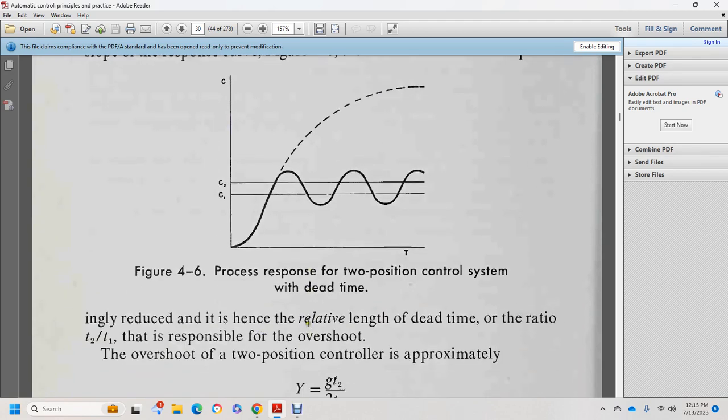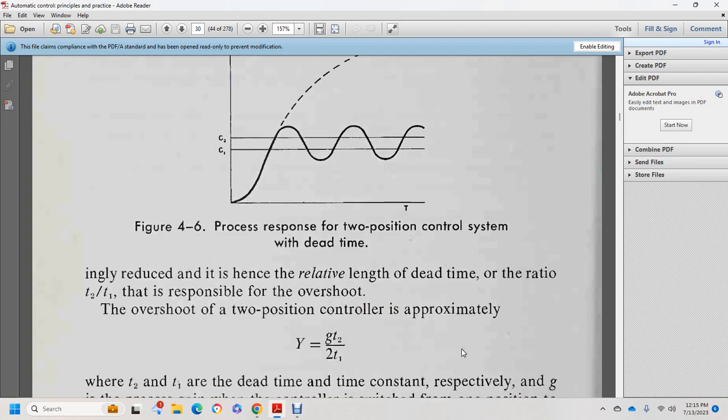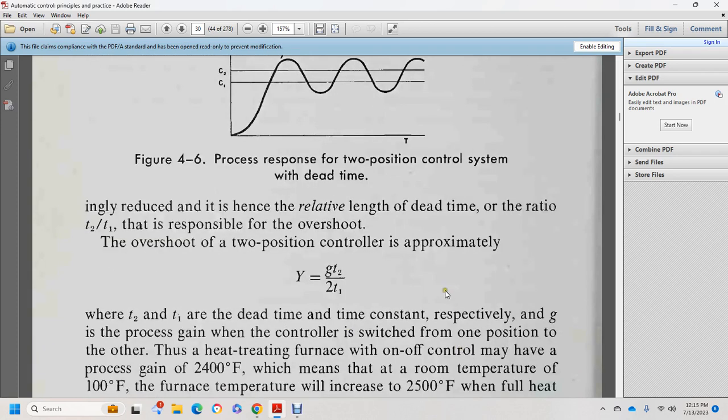Correspondingly, the overshoot depends on the relative length of the dead time and the ratio of dead time over time constant T1. The overshoot with two-position control is approximately Y: overshoot equals Y over the gain G over the dead time over 2 times the time constant T1, where T2 and T1 are the dead time and time constant respectively, and G is the process gain, for the control switching from one position to the other.